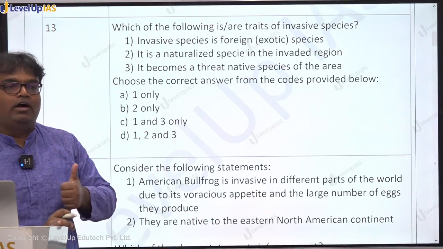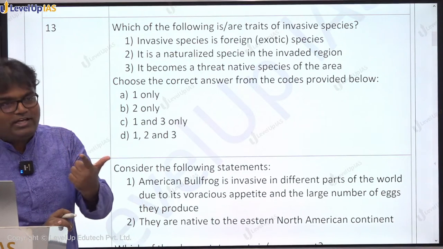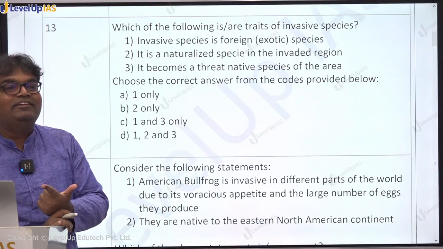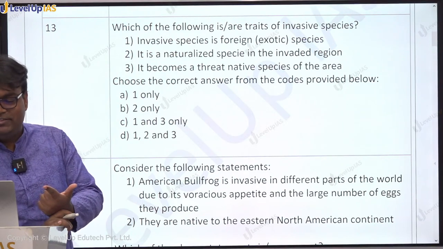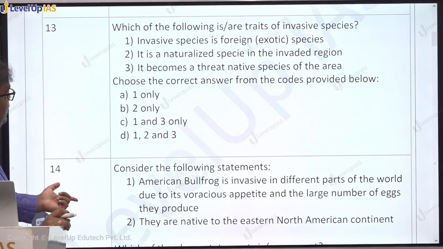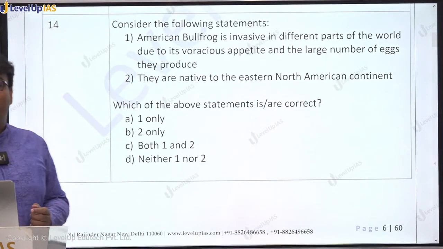Okay, for example, guava. Guava is a foreign species. Amrud is a foreign species. It's a naturalized species. But it is not a threat to the local ecosystem and thus is not invasive. Right? So 13th ka D. Let's go to question number 14.